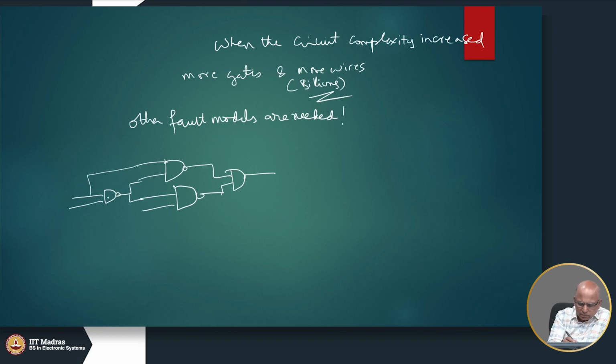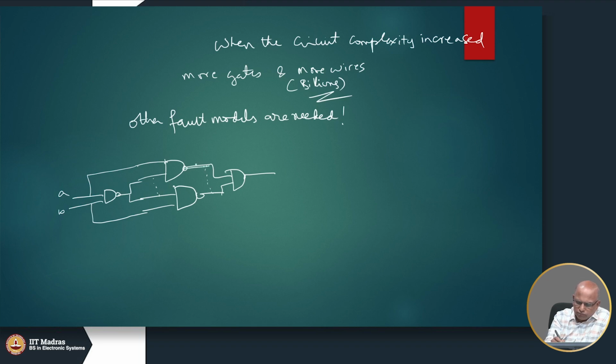I may have a circuit like this. When I lay out this circuit as a CMOS logic, then these wires could be running very close to one another. And as a result, they may short circuit. See, these two wires are not supposed to short.